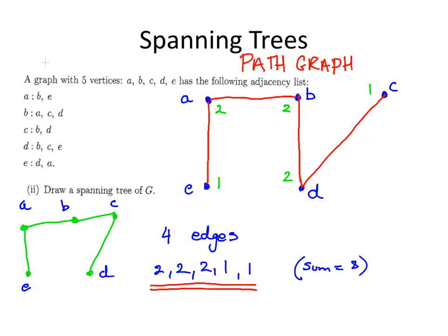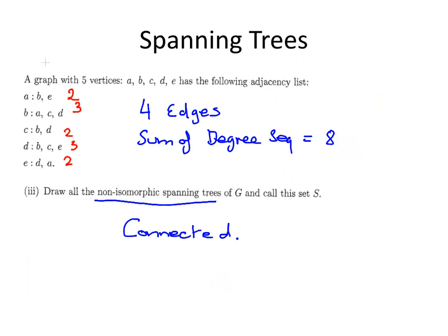We've chosen a path graph there. Essentially, draw all the non-isomorphic spanning trees of G and call this set S. Essentially, what we're going to do is come up with a different type of spanning tree that is not a path graph. Okay, so let's just look at that now again. I'll just put in our vertices here. So what I'm going to do in this case is I'm going to have in our spanning tree a vertex that has degree 3.